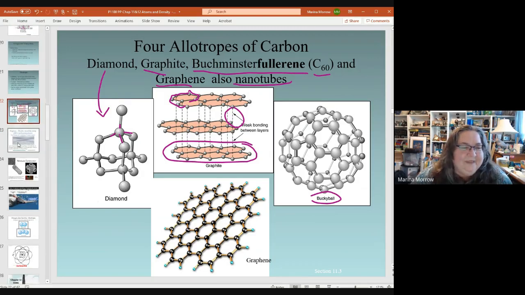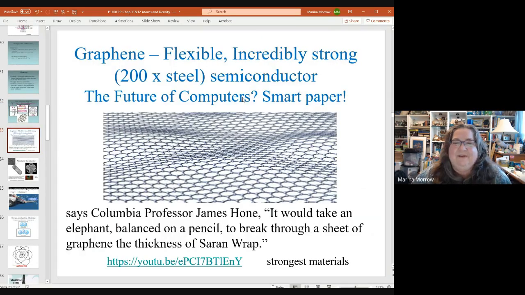Allotropes. Okay, so graphene is really cool. It's flexible. It's strong. It's 200 times as strong as steel for the same thickness. It also can be used as a semiconductor. So someday it may be that graphene is like a piece of paper, your computer that you have in your pocket, and you can fold it up and stuff it in your pocket, because it also radiates heat better than silicon, so you wouldn't need all the fans and stuff.